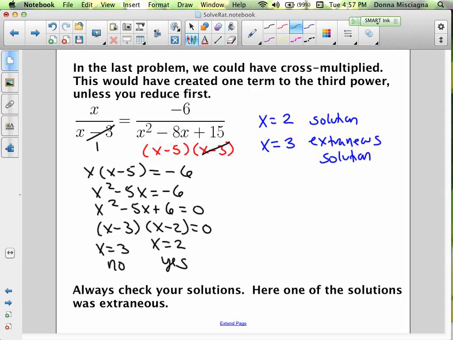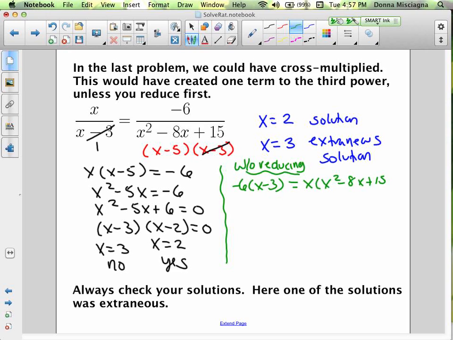By the way, let's take a look at what happens if we cross multiplied and didn't reduce. If we do that, we've got negative 6 times x minus 3. So this is without reducing. And no matter what, the 3 is an extraneous solution and the 2 is an actual solution. Let's see if we get any more extraneous solutions. So without reducing, we have negative 6 times x minus 3 equals x times x squared minus 8x plus 15.